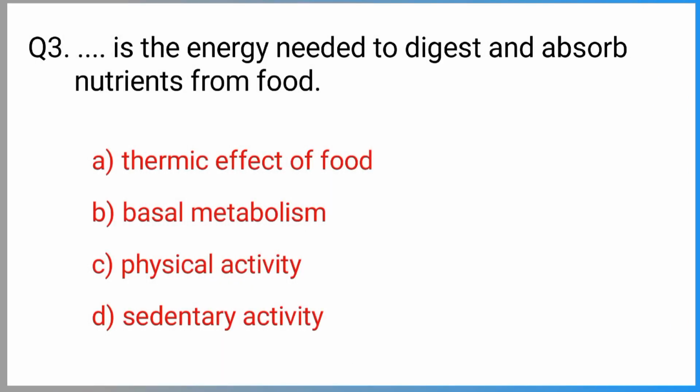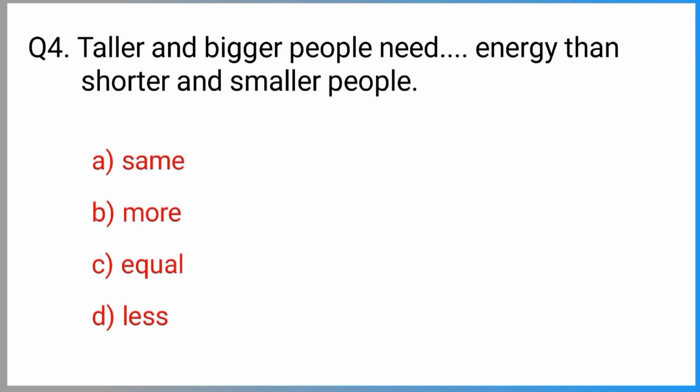Question number 3. Dash is the energy needed to digest and absorb nutrients from food. The correct answer is option A, thermic effect of food. Question number 4. Taller and bigger people need dash energy than shorter and smaller people. The correct answer is option B, more.